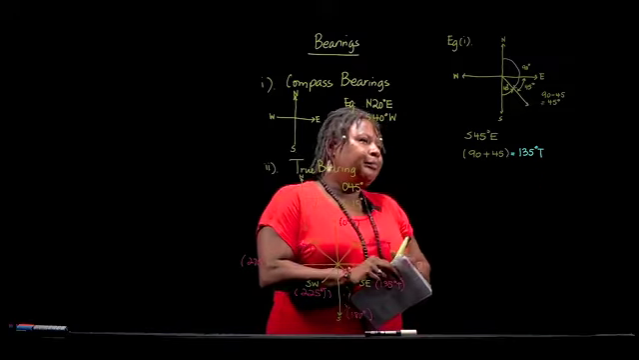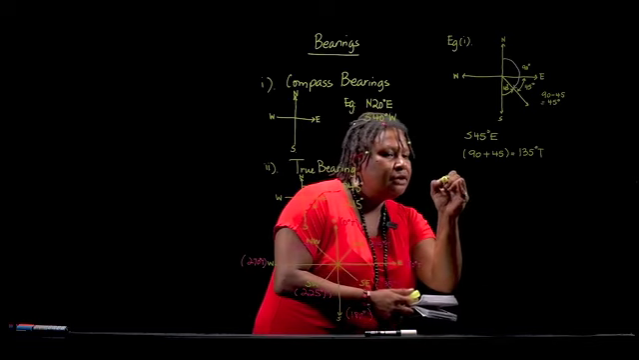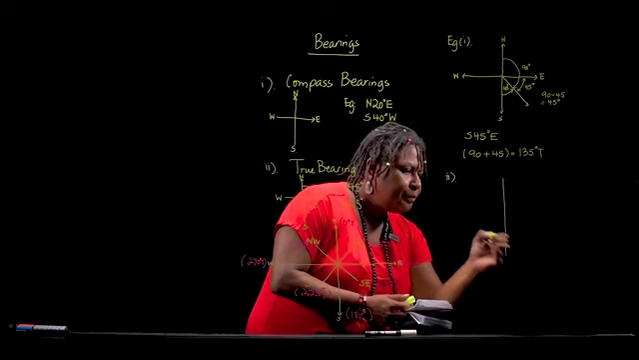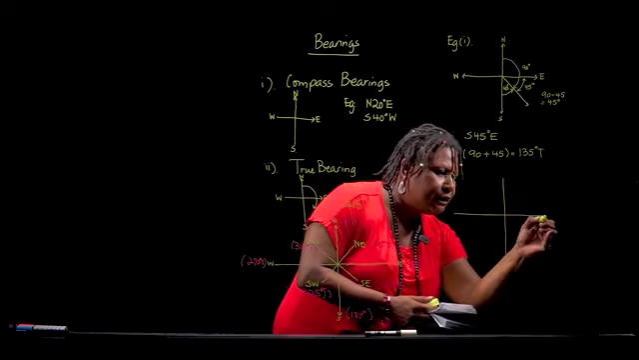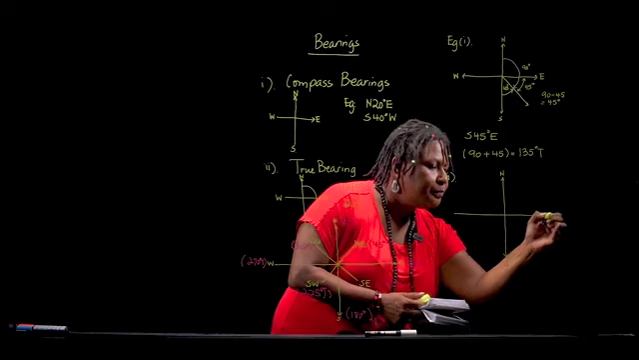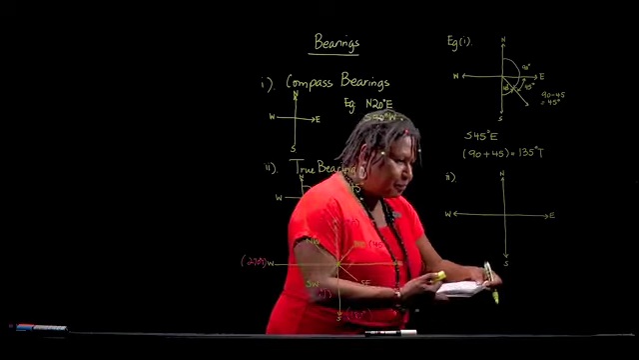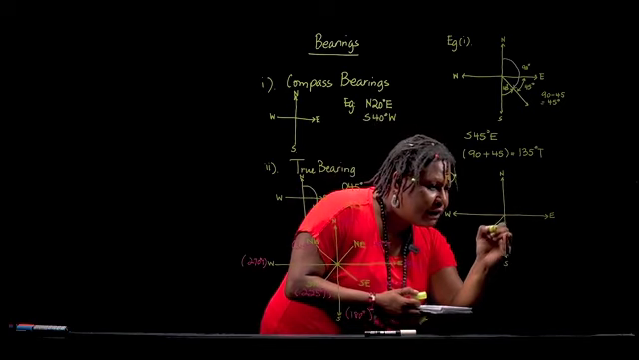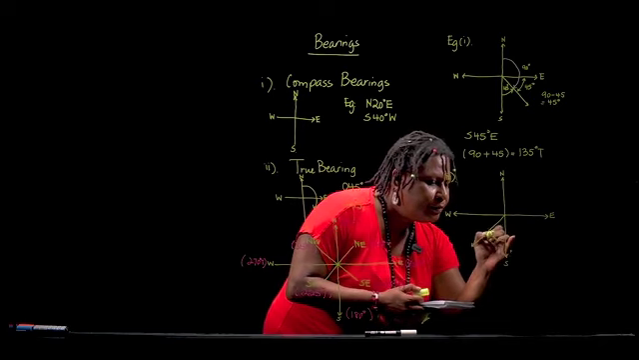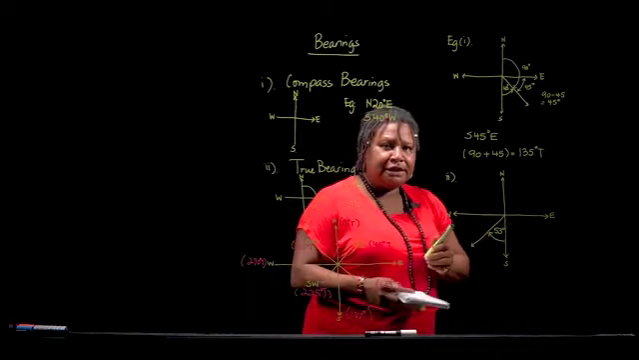Okay, now let's have a look at another example. Let's see how this one will look. Again, let's draw our compass. All right, north, south, east, and west. Now this time, our angle is here. All right, and let's say this is 53 degrees.